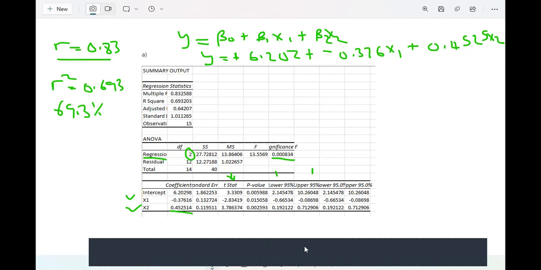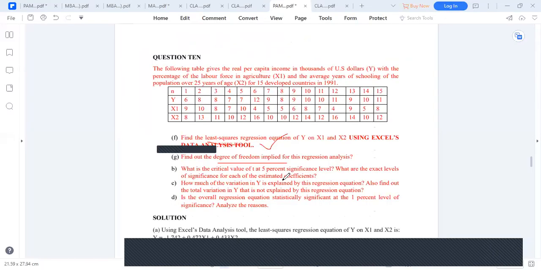So this is what this question really required. What is the critical value at 5%? What are the exact levels of significance in the estimated coefficient? How much variation in y is explained by the variation in the equation? Also find out the total variation in y explained by the variations. These ones are what I was explaining from the coefficients. One is decreasing, one is increasing. Is there an overall statistical significance at 1% of the whole regression? Yes, we use the ANOVA table to analyze this.